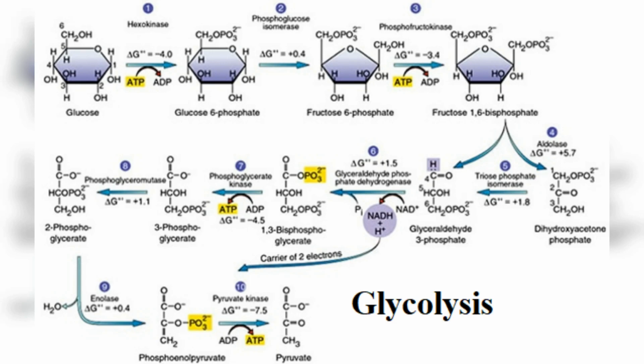The process consists of 10 enzyme-catalyzed reactions, which can be divided into the energy investment phase and the energy payoff phase. The energy investment phase requires the input of 2 ATP molecules, while the energy payoff phase produces 4 molecules of ATP, 2 molecules of NADH, and 2 molecules of pyruvate. Glycolysis is an important process in cellular respiration, as it provides the starting material for the production of ATP through the process of oxidative phosphorylation.